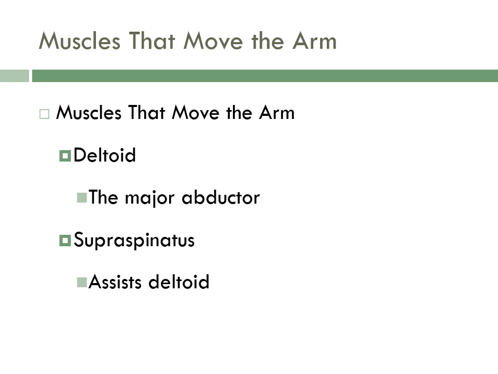So muscles that move the arm, we have the deltoid, which is a large muscle over the outside of your shoulder, which is our major abductor. So it is bringing the arm up away from the body. And so that's our agonist. And then the supraspinatus is our synergist, and that assists the deltoid.